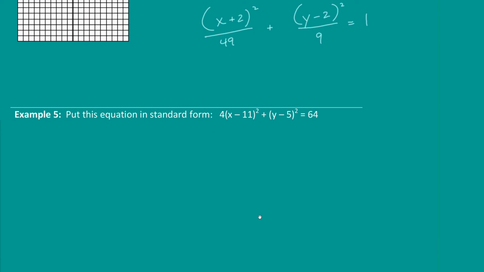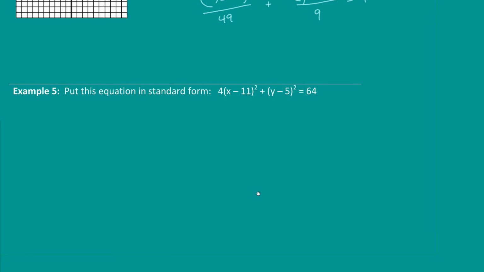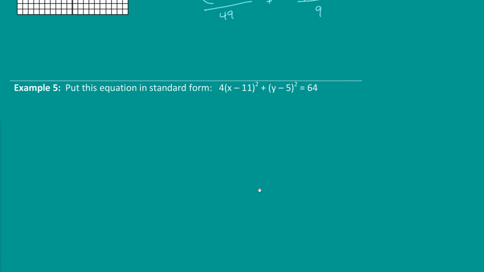Put this equation in standard form. Well, it's not equal to 1, is it? We always have to have this equal to 1. So, how do we get there? Well, I see this isn't equal to 1, so the easiest way to do that would be to divide everything by 64.